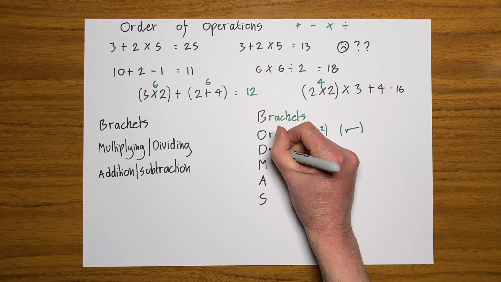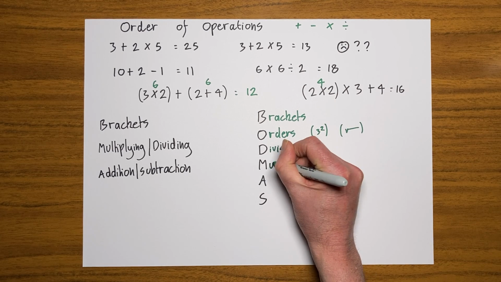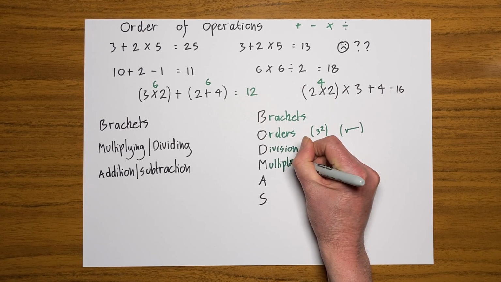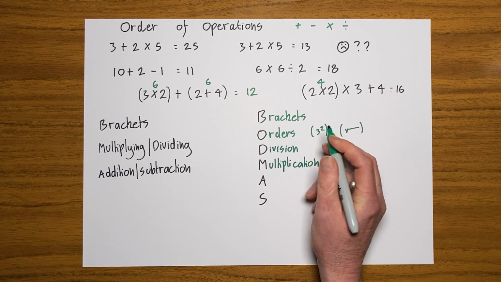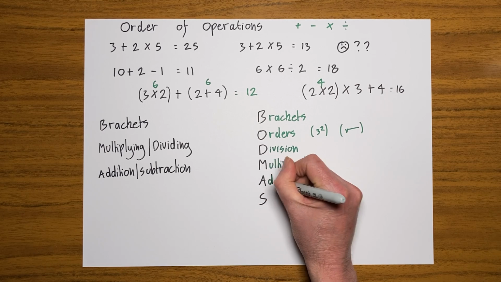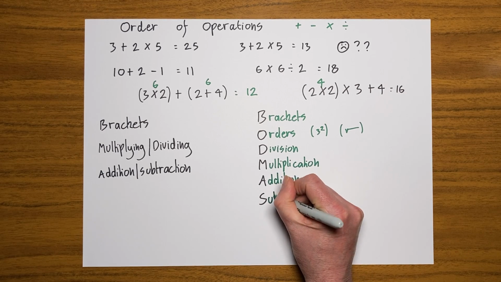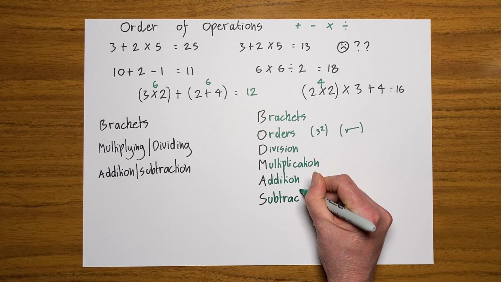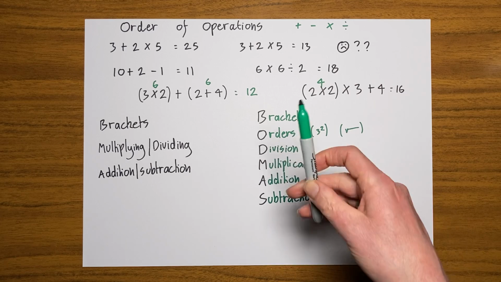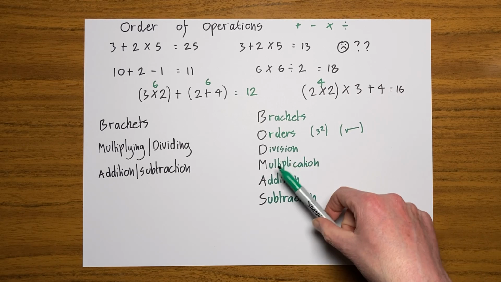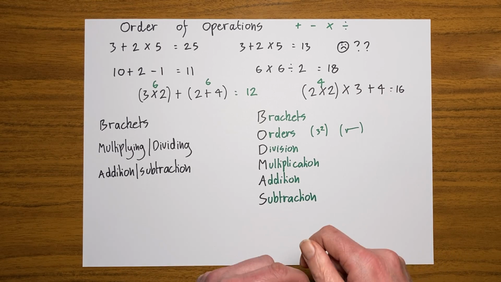The next thing that you would do is division, then multiplication, and remember I'm going to kind of group these ones together, and then addition, and then lastly subtraction. So if you remember this, BODMAS, and just think brackets, don't worry about the O for the time being, and then division, multiplication, addition and subtraction. And that is the order you work things out in.